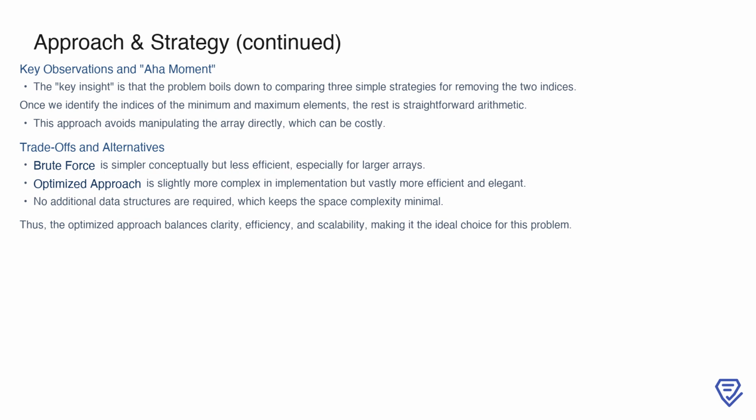While the brute force method is conceptually easier, it doesn't scale well for larger arrays due to its lack of optimization. On the other hand, the optimized two-pointer approach, though slightly more complex, is elegant, efficient, and maintains minimal space usage since no additional data structures are required. This trade-off makes it the ideal choice, as it balances simplicity, efficiency, and scalability. Ultimately, the two-pointer strategy allows us to solve the problem in a clean and optimized manner, making it the most practical solution for this challenge.